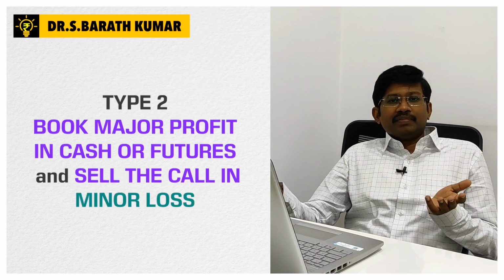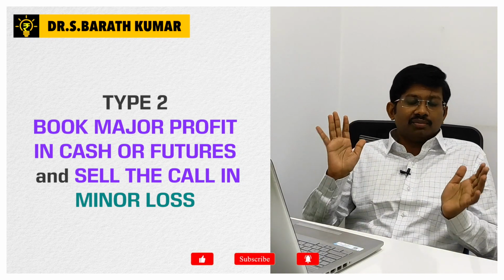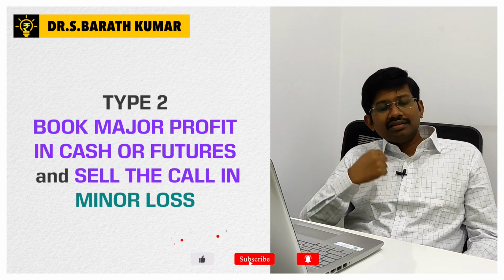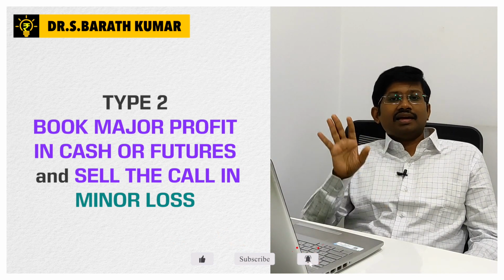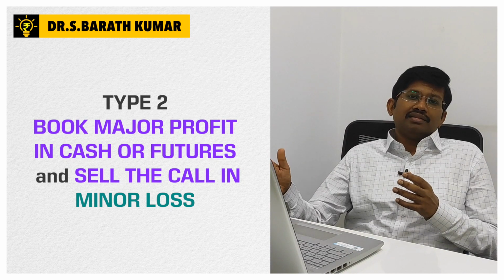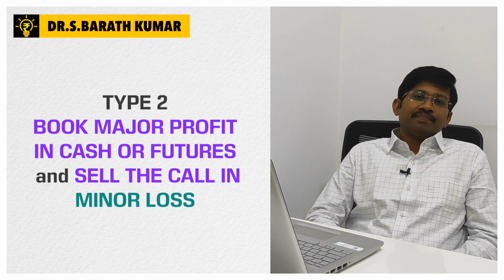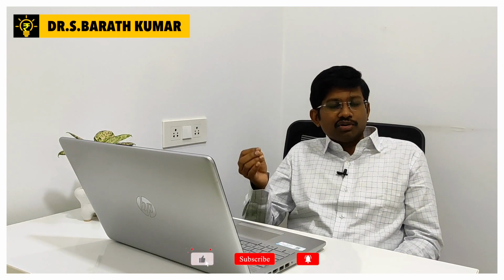The second way is a very conservative and simple way which everyone knows. Say the market is going up, the call is in loss, but the futures or the stock is going to be in a significant profit. We can simply exit the futures position or sell the shares in the cash market at a major profit and book the calls with a minor loss. That's it. The position is done. These are the simple ways by which we can adjust the calls if they are in loss. So I hope this video is quite useful.